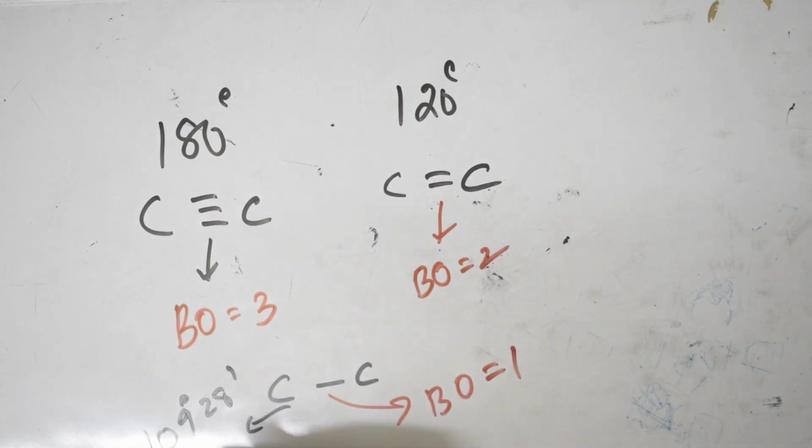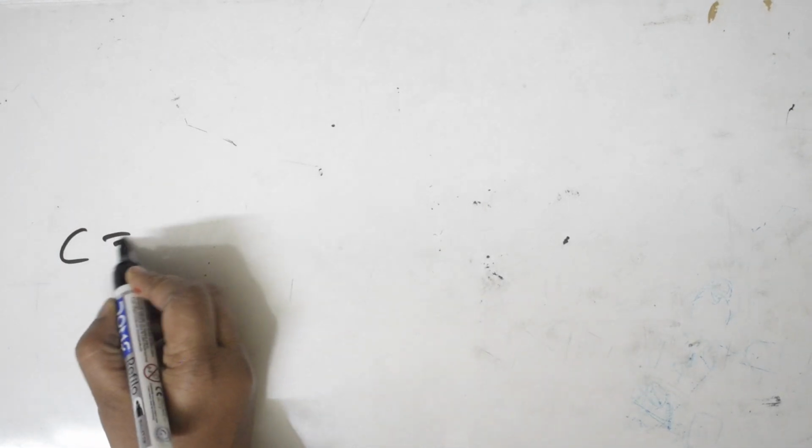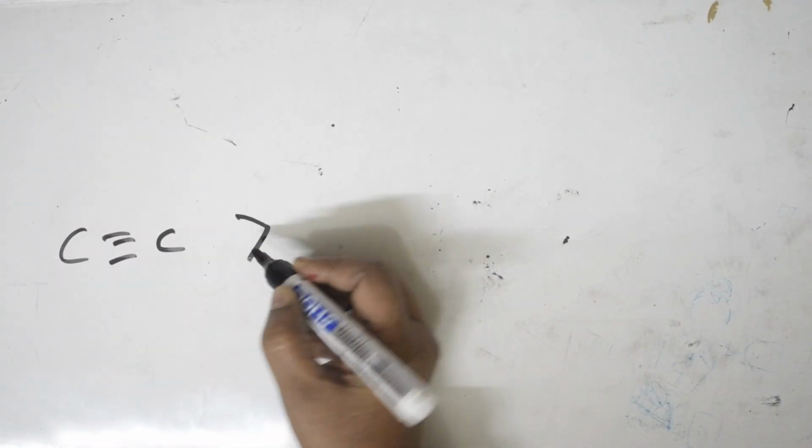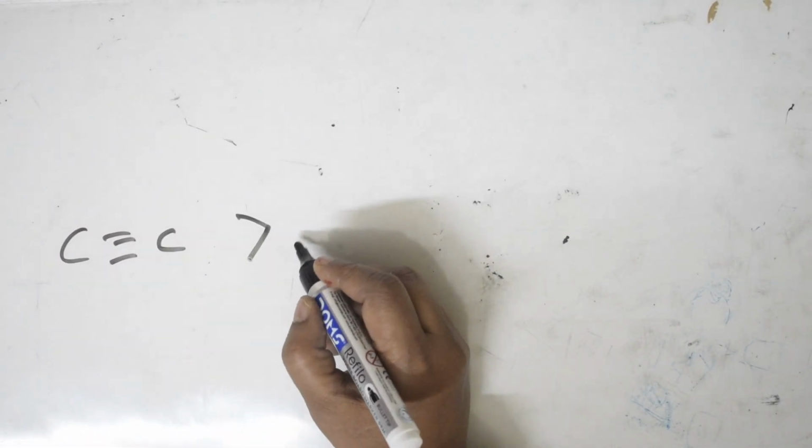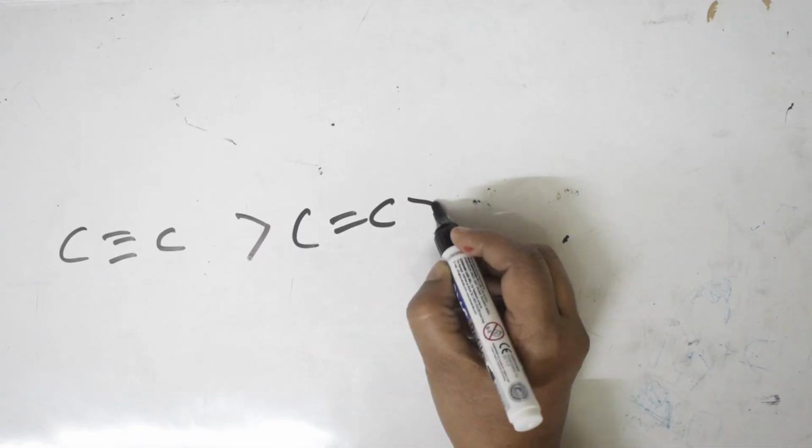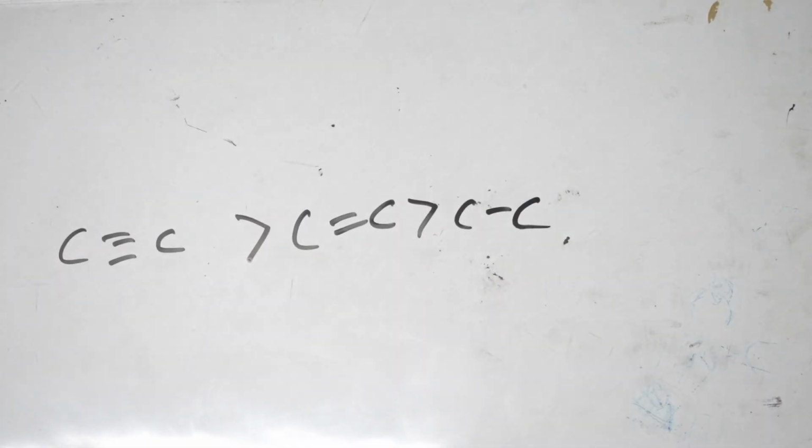So what is the order, students? The order goes like this: C triple bond C, where bond order is more and bond angle also is more, then C double bond C, then C single bond C. Easy? Very easy. Now let us go with one more. We said something about bond angle.